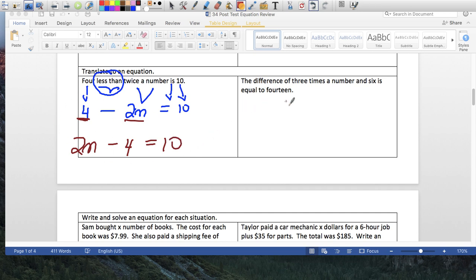Next one, the difference. Difference means subtraction. So we're going to be subtracting something, right? Subtracting two numbers. The difference of 3 times a number. So 3 is 3. So let me just do this again. So difference means subtraction. So we're going to be subtracting 3 times a number, 3n, and 6. So the difference of 3n and 6, that's what this says, equals 14. That was easy.